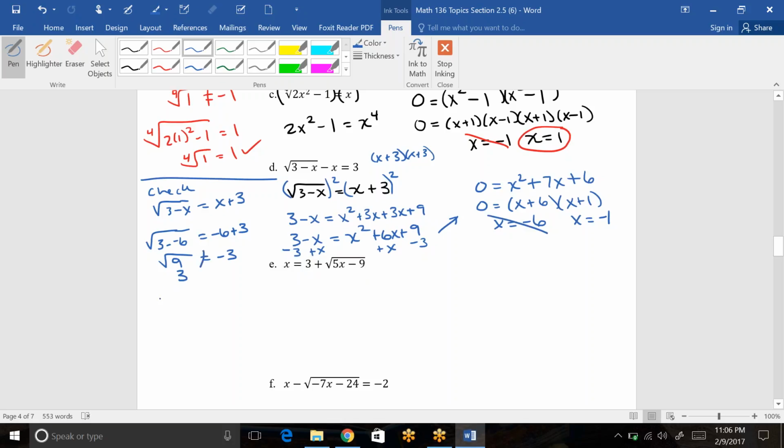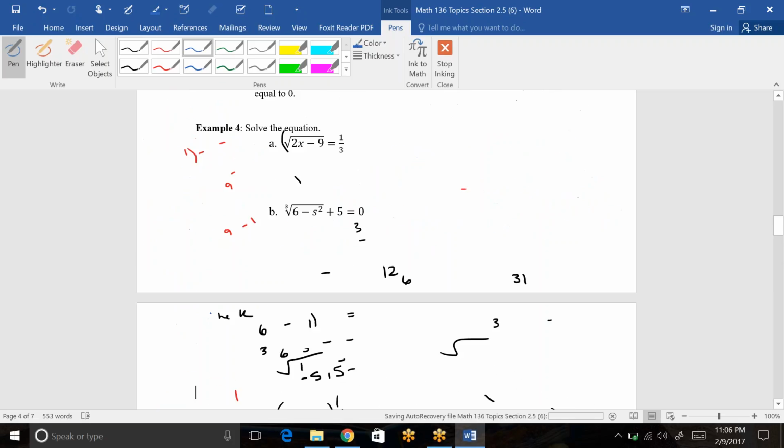If you plug in negative 1, 3 minus negative 1 equals negative 1 plus 3. This is square root of 4, but this is positive 2, which is what that equals, so that one is okay. So it is really important that you check those solutions because a lot of times you have an extra solution that does not work.